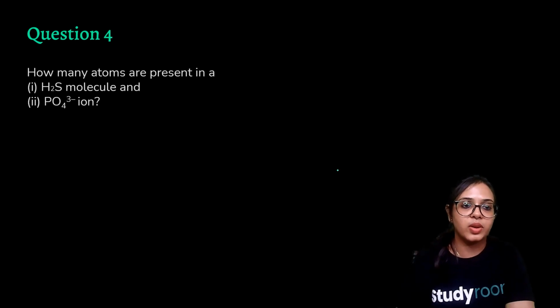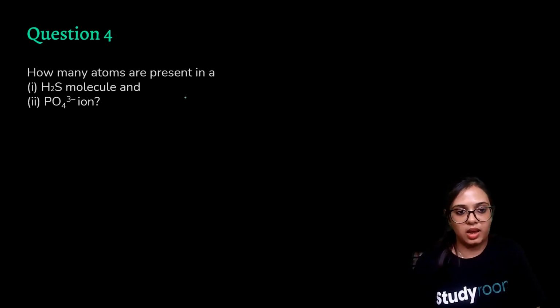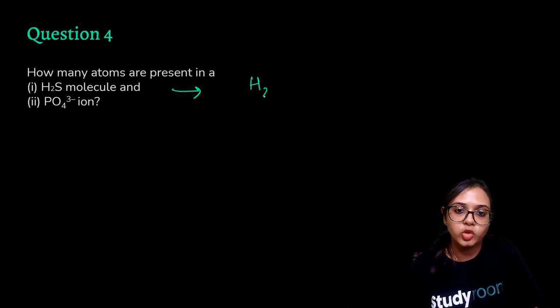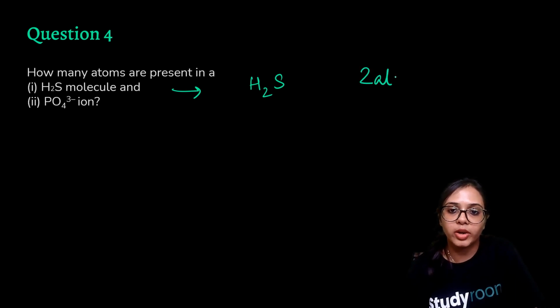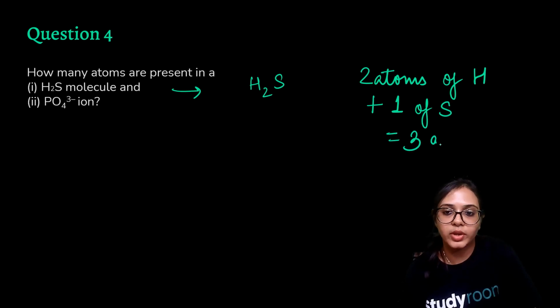How many atoms are present in an H2S molecule and a PO4 minus ion? Over here, in the H2S molecule, we have two atoms of hydrogen coming together with one atom of sulfur. So all in all, we have three atoms.